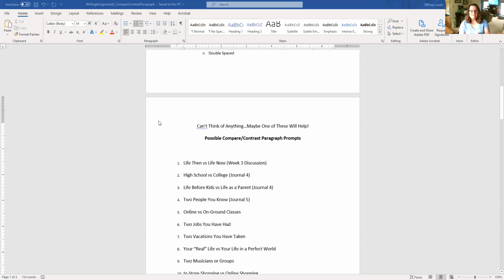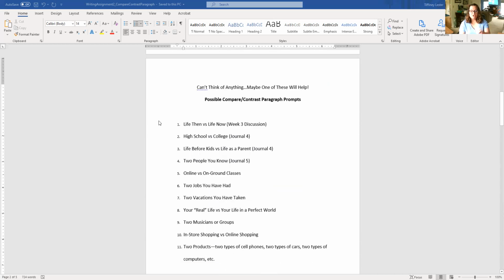If you are still having trouble coming up with a topic, page 2 of the assignment packet gives you a list of potential topics. So we've got life then versus life now. This was your discussion prompt for week 3. You should be able to go to the feedback on that discussion, and you should be able to see what you wrote originally. If you can't, or if you're having trouble finding it, let me know and I can send it to you.